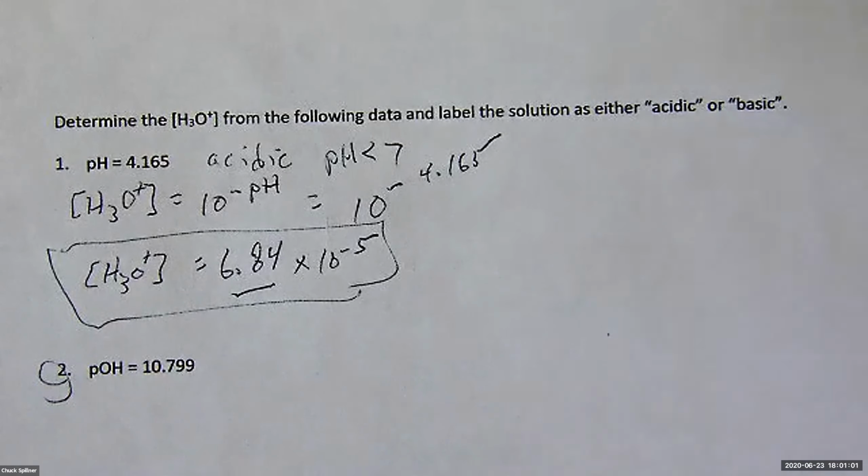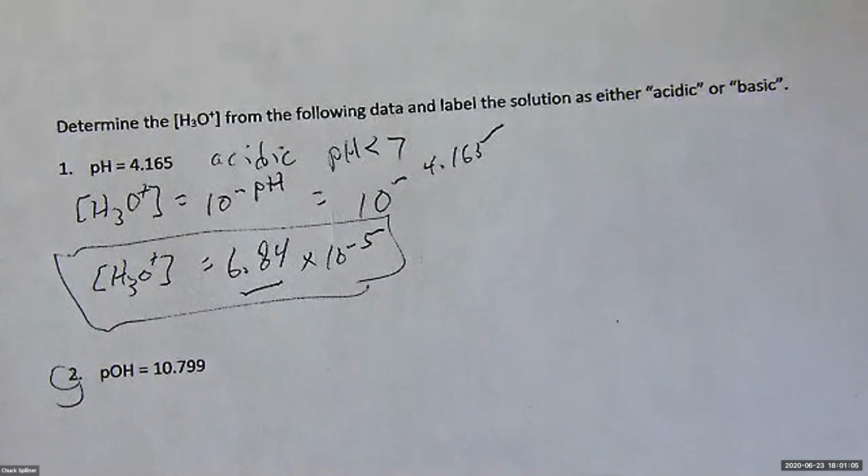So that's the end of section 14.2, talking about the terms used to describe acidic solutions and basic solutions, and how to calculate pH, pOH, and the hydronium ion and hydroxide ion concentrations.